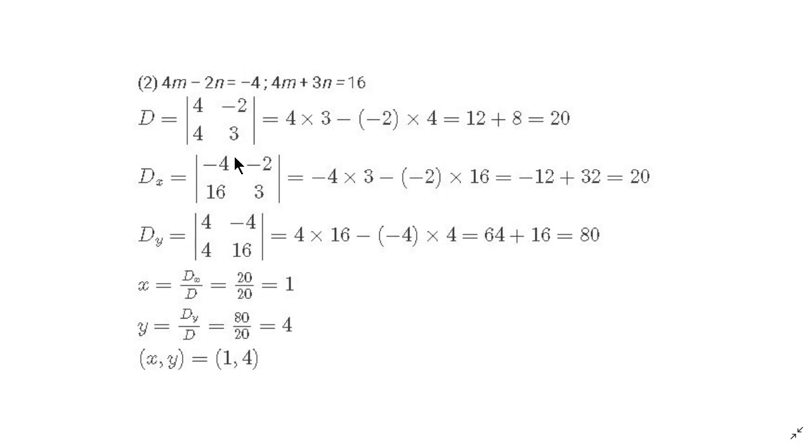Now when we write Dy, replace these minus 2 and 3 with minus 4 and 16. This is quite simple to understand. Calculate these determinant values and then x is equal to Dx upon D and y is equal to Dy upon D. What is Dx? Dx is 20, Dy is 80, and divide them by 20 and find out the values of x and y and write the values of x and y in the ordered pair. (x, y) is equal to (1, 4). What is x? 1. What is y? 4.